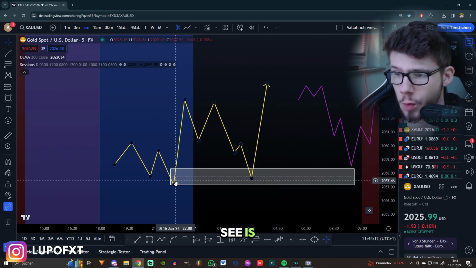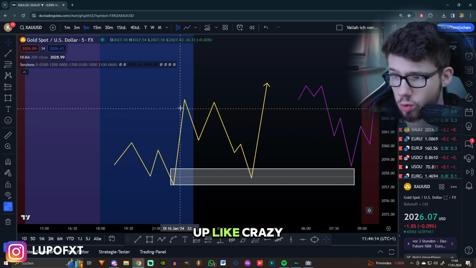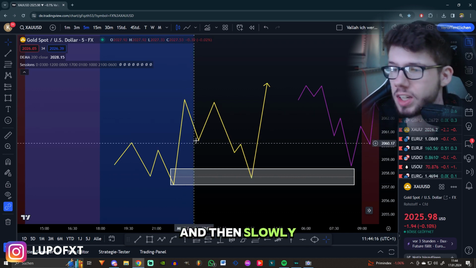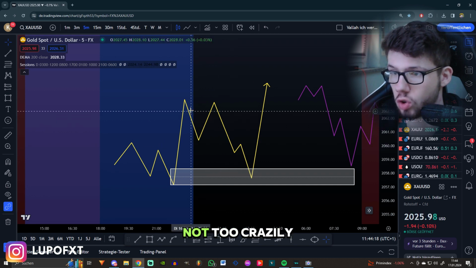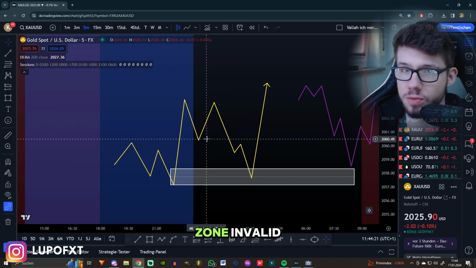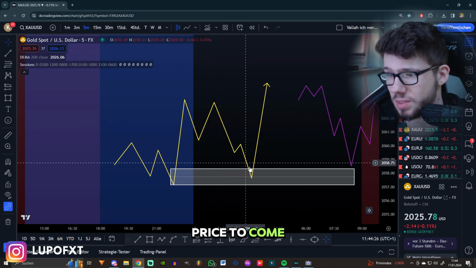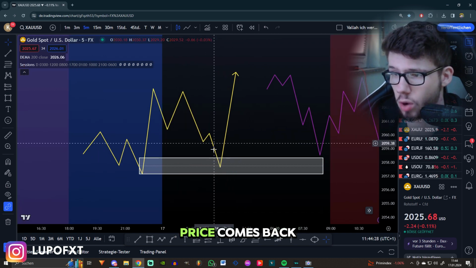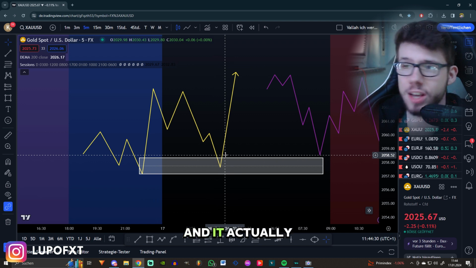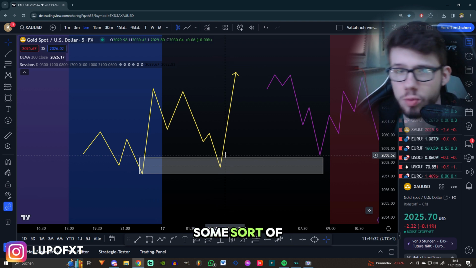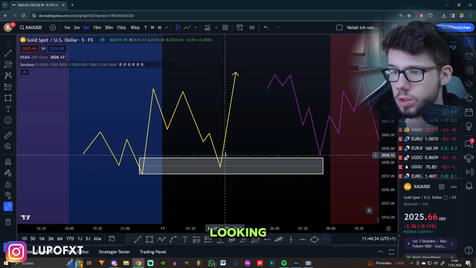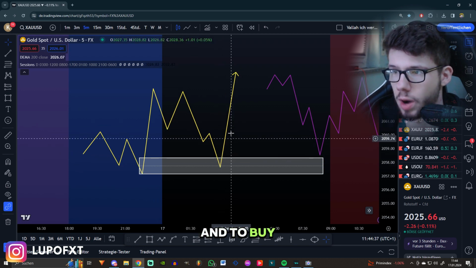What we want to see is we want the market to shoot up like crazy and then slowly come down to our zone again, not too crazily, because that would just make the zone invalid, at least from what I'm saying. And yeah, we would just wait for the price to come down into the zone, and whenever price comes back into the zone and it actually shows some sort of rejection or whatnot, we would be looking to go long and to buy in that trade.